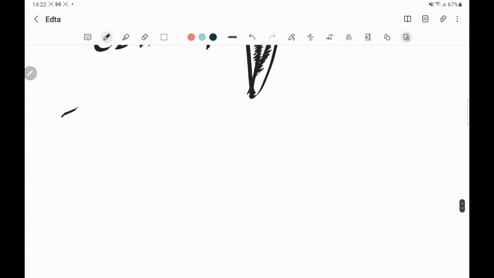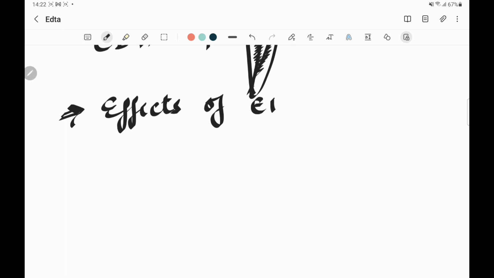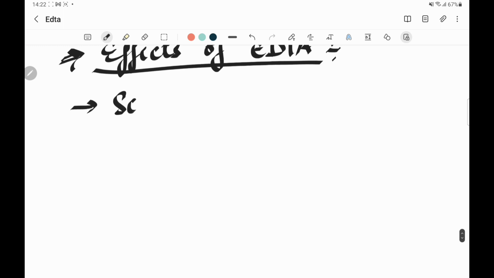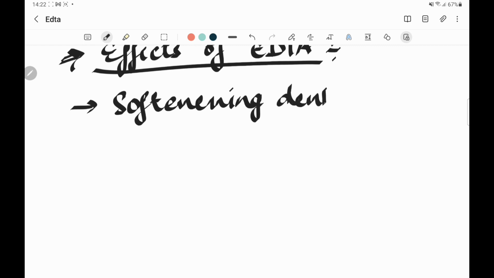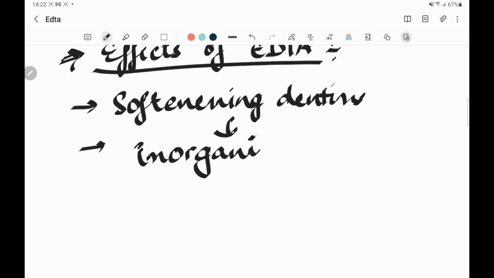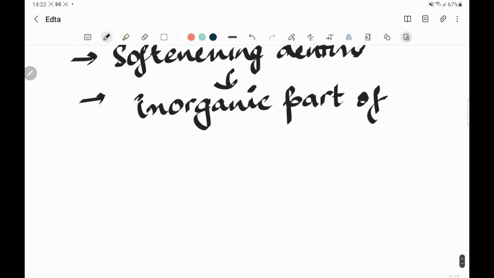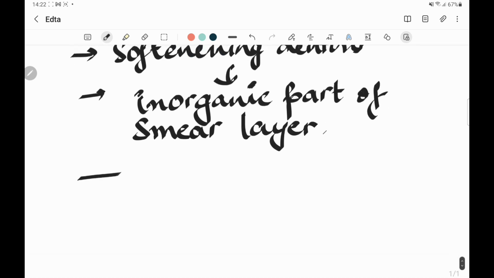What are the effects of EDTA? It is effective in softening the dentine. It softens the dentine by removing the inorganic part of the smear layer. We know that the organic part is removed by sodium hypochlorite, and the inorganic part is removed by EDTA.